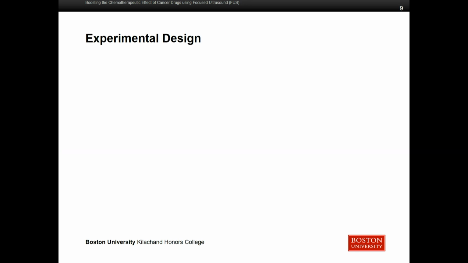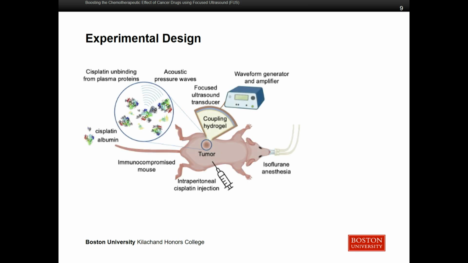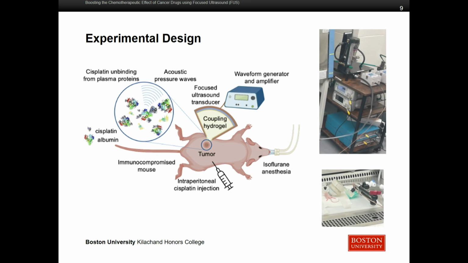So I've produced for you here a visual of the experimental design. So as you can see, we anesthetized the mice using isoflurane gas, and once they had been put to sleep, we were able to give them an intraperitoneal injection, which means into the gut cavity, of cisplatin molecules. And once that had been done, we were able to apply our focused ultrasound using a waveform generator, which produces the signal, porting that waveform into a focused ultrasound transducer, which produces the mechanical vibrations, and then sending those vibrations through a soft gel called a coupling hydrogel to apply it directly to the skin at the site of the tumor.